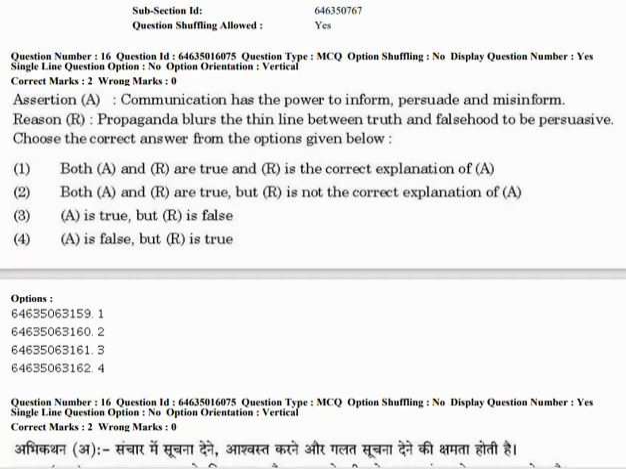This is an assertion and reasoning question. Assertion: Communication has the power to inform, persuade and misinform. The reason given for it: Propaganda blurs the thin line between truth and falsehood to be persuasive. Choose the correct answer. Communication has power to inform, persuade and misinform, this is correct. Propaganda blurs the thin line between truth and falsehood to be persuasive, this is wrong. Option number 3.